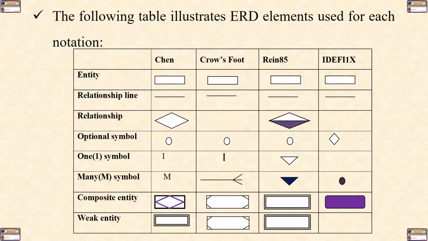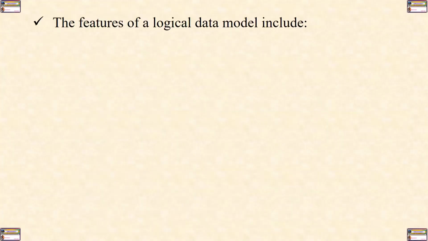For many-to-many relations, we do it in Chen by M. Crow's foot, we use that symbol. For IDEF1X, we use that symbol. Composite entity, we represent it as you can see under Chen, crow's foot, and IDEF1X. For weak entity, we represent it as you can see.